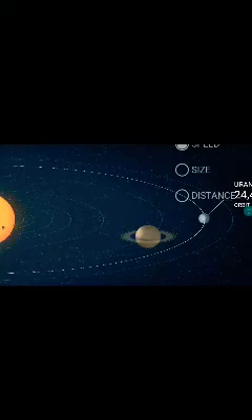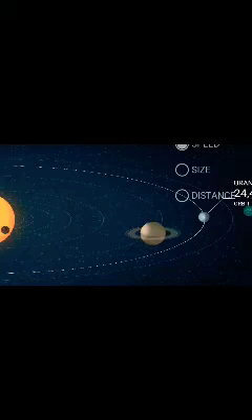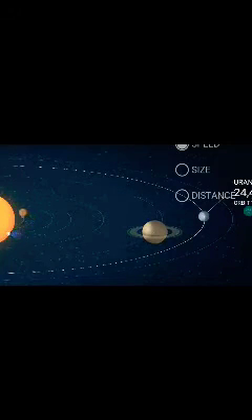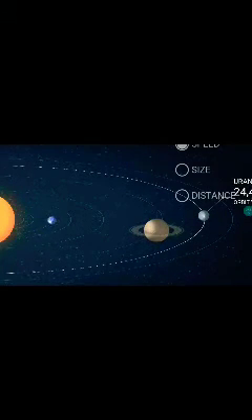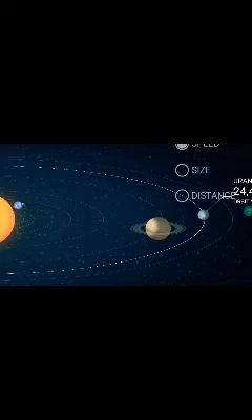And it is the seventh planet in the solar system. It cannot be seen without a telescope. Its axis is so greatly inclined that it appears as if it is rolling along on its orbit.